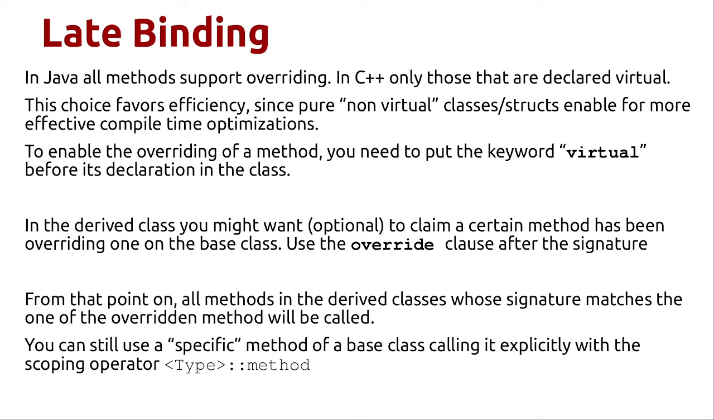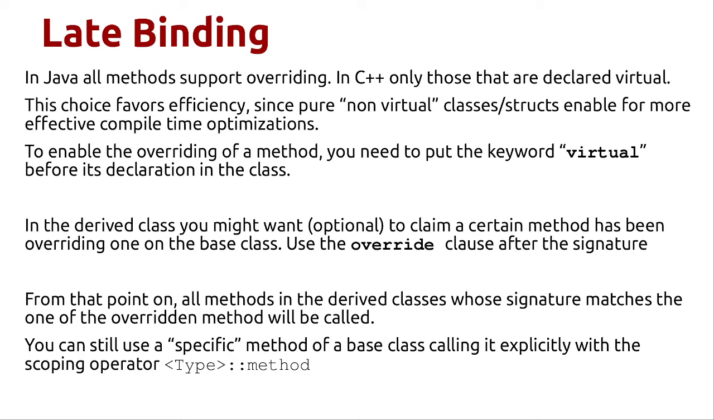Okay? So, in Java, all the methods support overriding. So it's something that you are so familiar with in Java that you don't even consider it. But in C, or in C++, you can define that only some of the methods support overriding. Because overriding incurs a performance penalty.